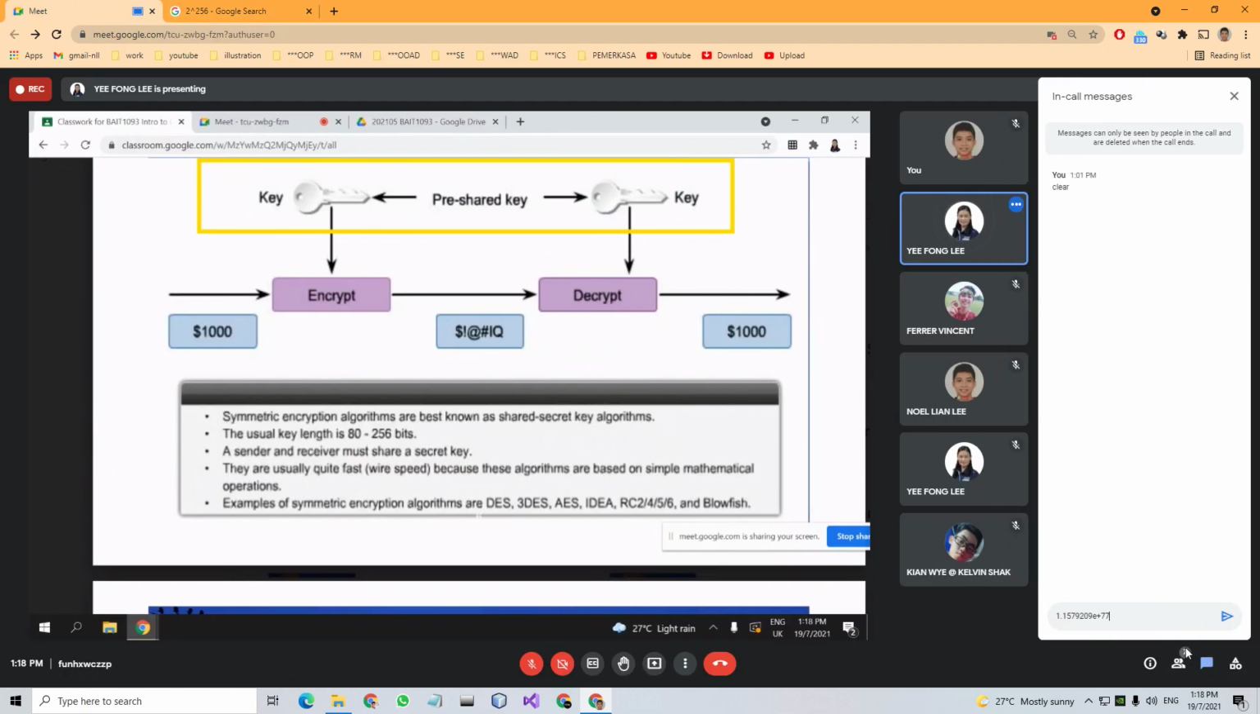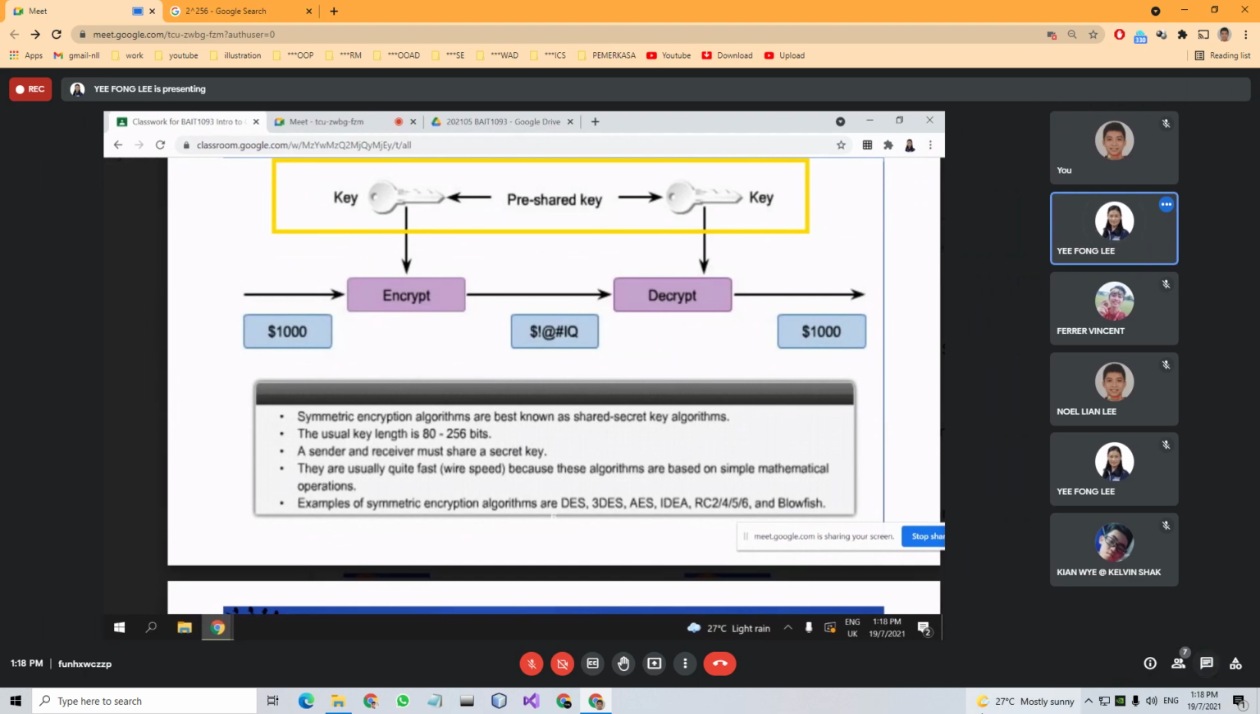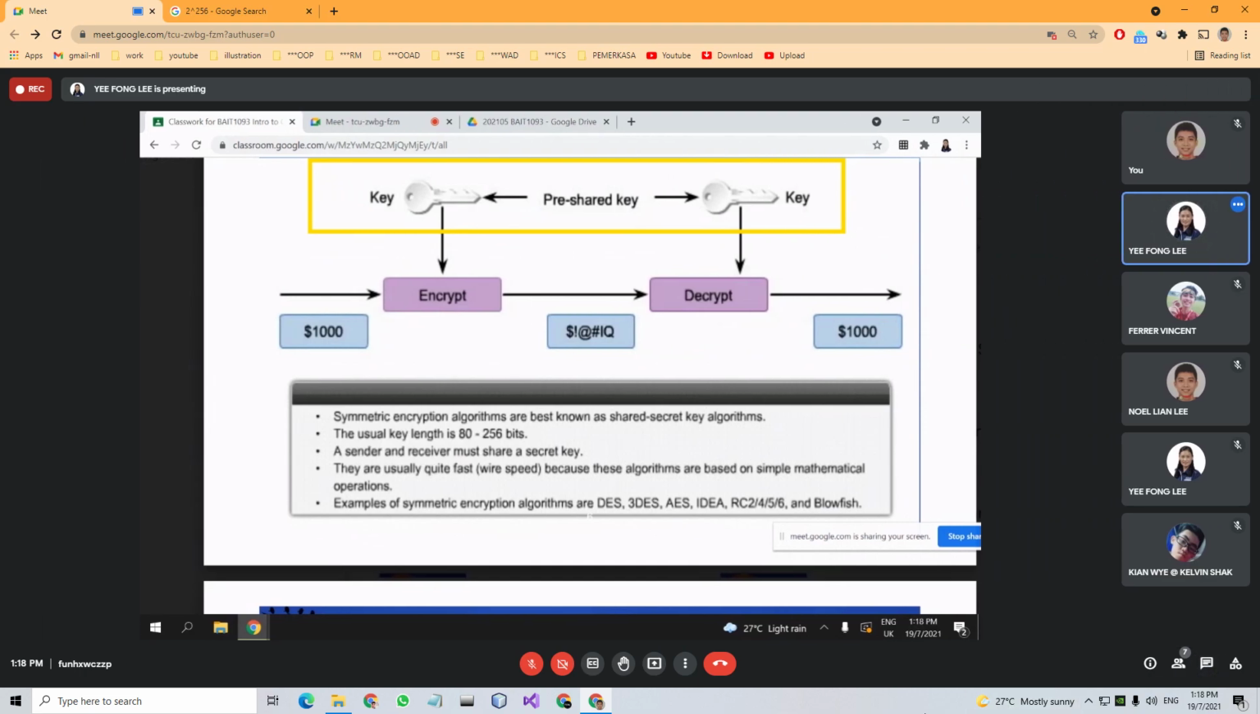So the sender and receiver must share a secret key. Yes, they are usually quite fast because these algorithms are just simple mathematical operations. Yeah, straightforward.